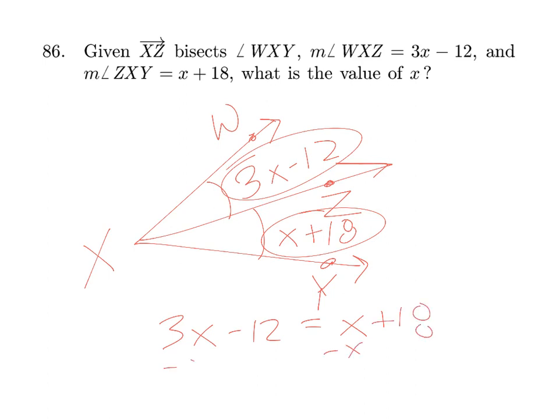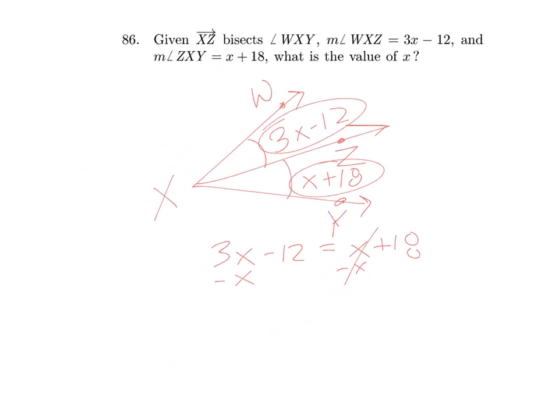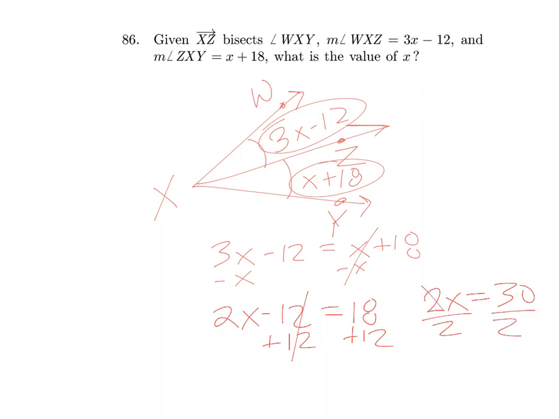Right here I'm going to subtract x. I get 2x minus 12 equals 18. So I have 2x is equal to 30. Divide by 2, and I get x is equal to 15. Done. That's all there is to it.